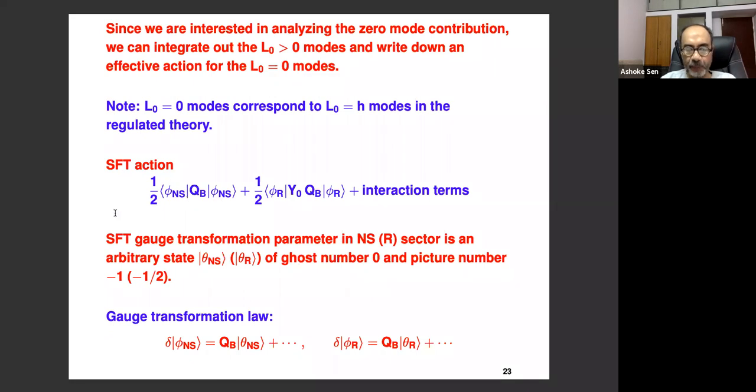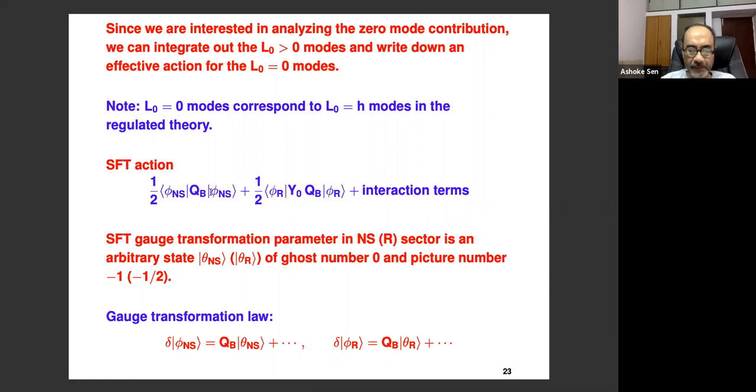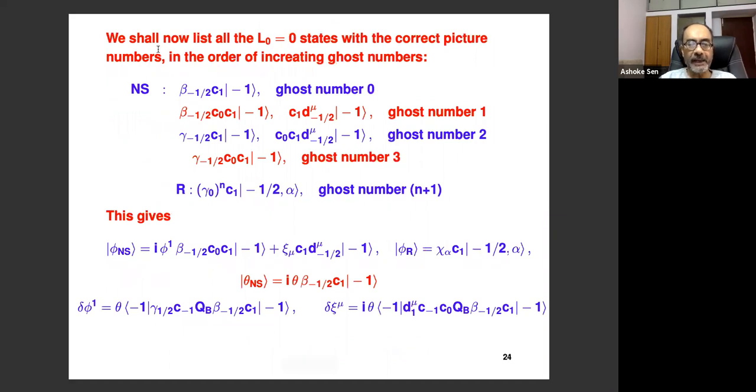So in the next slide, I'm going to explicitly write down these basis of states. I think it may become a little more clear. Here I have listed all the L0 equal to 0 states with the correct picture number, which was -1 in the NS sector and -1/2 in the Ramond sector. I have listed them in the order of increasing ghost number. This is a state in the NS sector of ghost number 0, the lowest ghost number state. These states are ghost number 1. This is ghost number 2 and this is ghost number 3. In fact, we will not need these states directly right now.